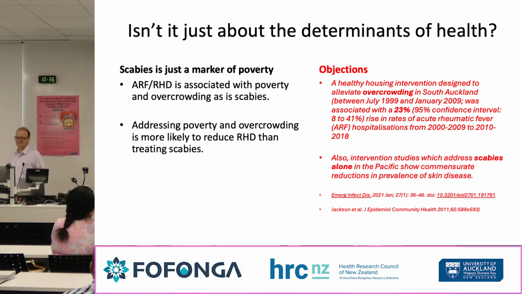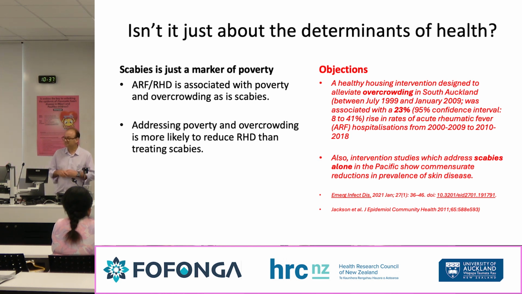Another objection is, isn't this just about the determinants of health? It's not scabies, it's poverty, it's low income, low access to healthcare. That might be true, and scabies certainly is associated with poverty, low income, overcrowding, etc. But in South Auckland, where I was part of the study, there was a lot of work put into addressing overcrowding in Mangere Otara at that time. During that interval, rheumatic heart disease actually increased by 23%.